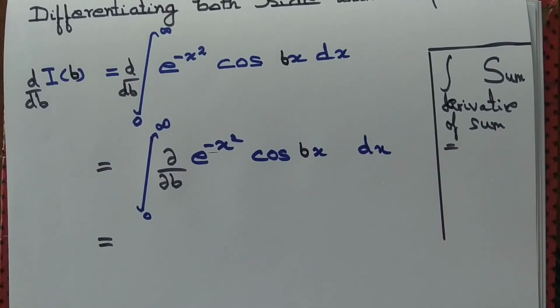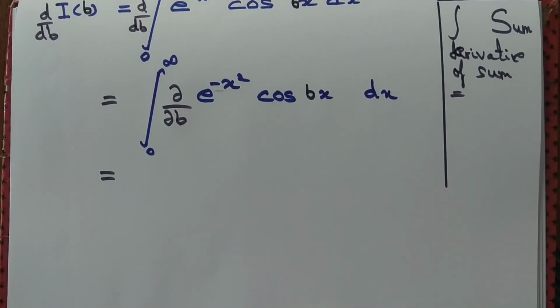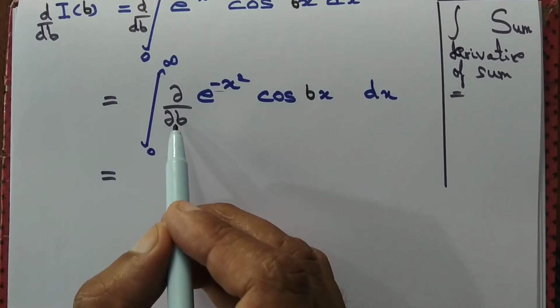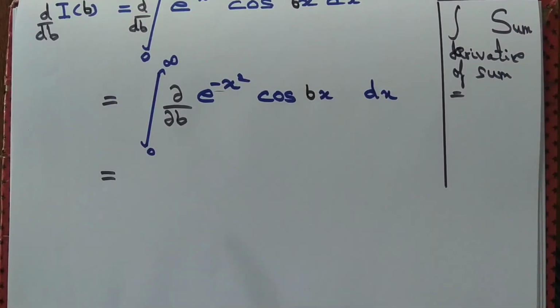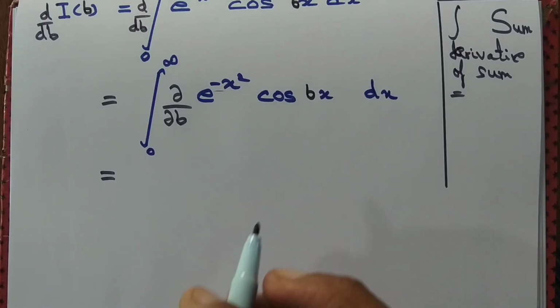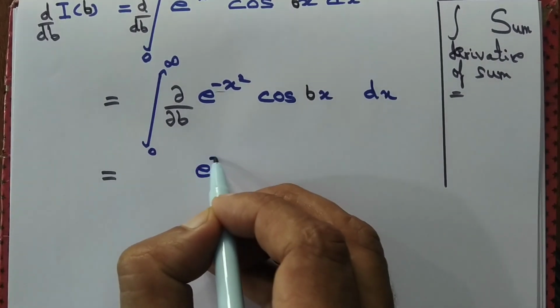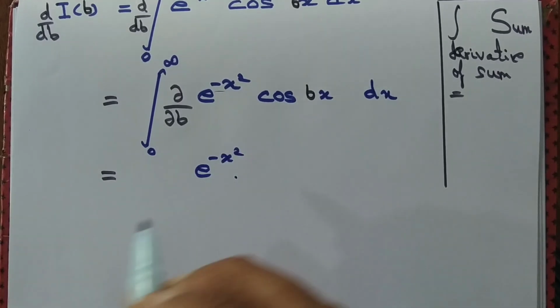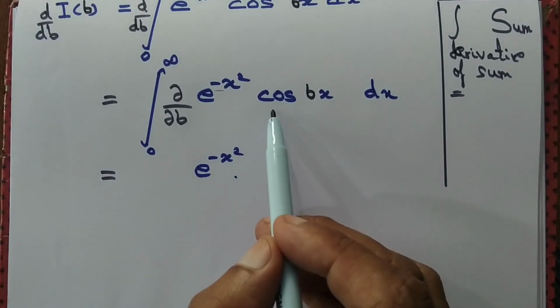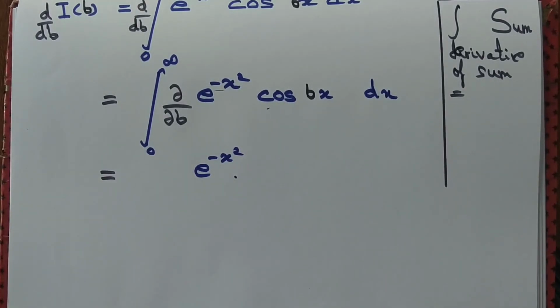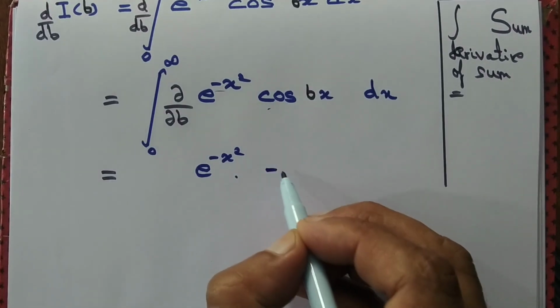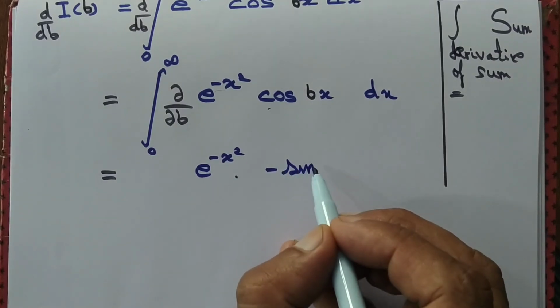Is this valid? Yes, in most cases it is valid. And next we differentiate with respect to b. See, e to the power minus x square is just a constant when we differentiate partially with respect to b, so it doesn't change. So we just write it. However, the derivative of cos bx with respect to b, remember we are differentiating with respect to b, so the derivative of cos is minus sine of bx.